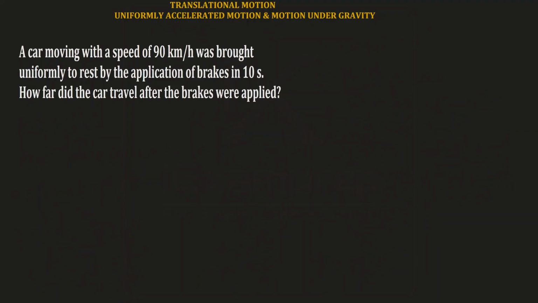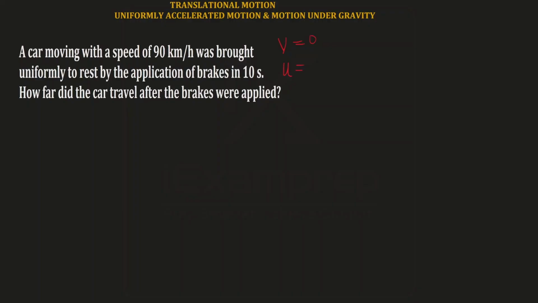Starting with this question, it says that a car moving with a speed of 90 kilometers per hour was brought uniformly to rest by the application of brakes in 10 seconds. How far did the car travel after the brakes were applied? All right, let's bring out our parameters. So a car was traveling with a speed of 90 kilometers per hour and was brought uniformly to rest. Brought uniformly to rest means that at the end the car stopped. So its final velocity v is equal to 0, which means that this 90 kilometers per hour will be the initial velocity.